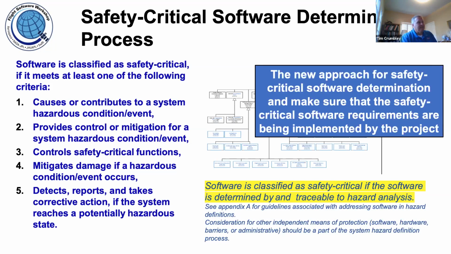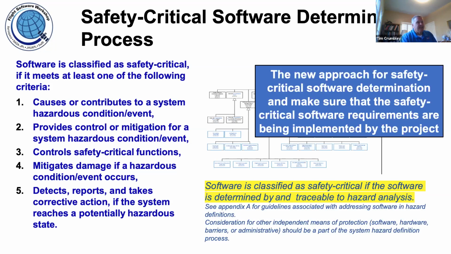In other words, the software needs to be called out in a hazard analysis activity. Does it provide control or mitigation for a hazardous event? Does it control safety critical functions? Does it mitigate damage if the hazardous condition or event occurs? And does it detect, report, and take corrective actions if a system potentially reaches a hazardous state?